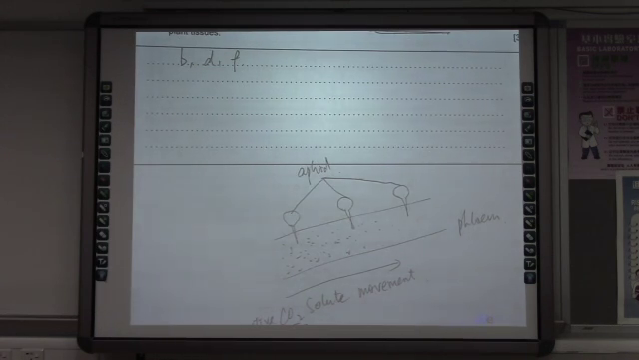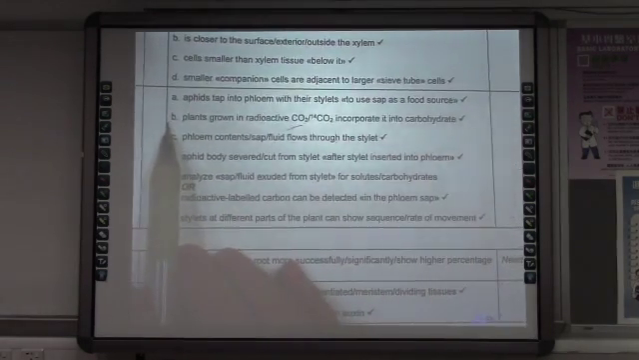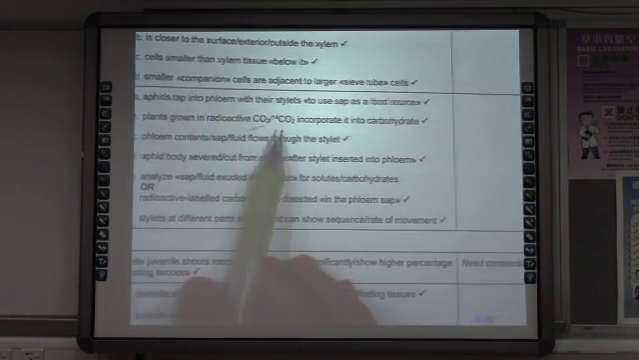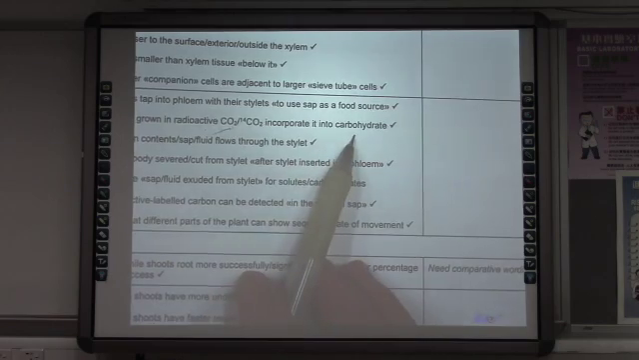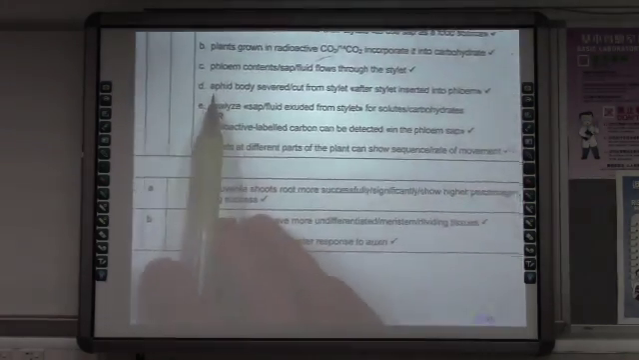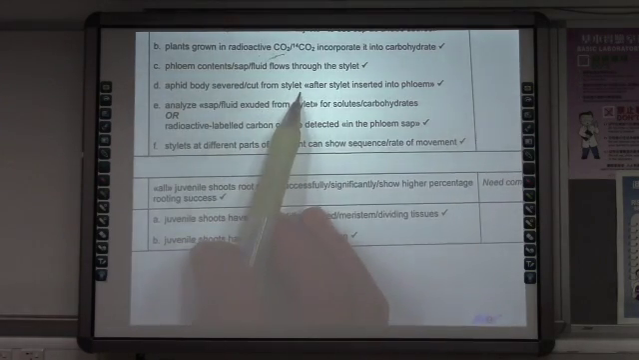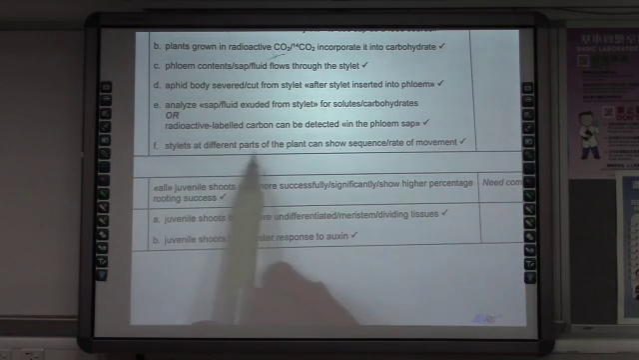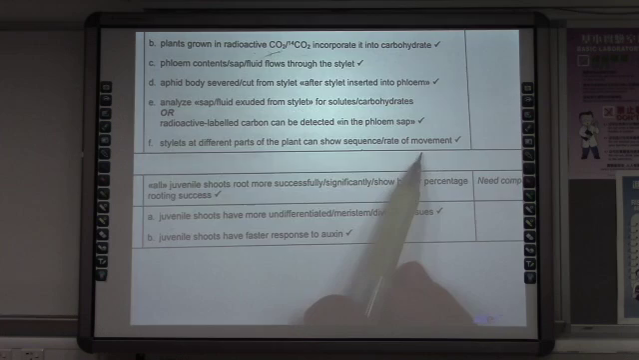Now let's look at the suggested answer. I chose B, D, and F. B, plants grown in radioactive carbon dioxide incorporated into carbohydrates. And D, aphid body cut from stylets. F, stylets at different parts of the plant can show the sequence of the movements.